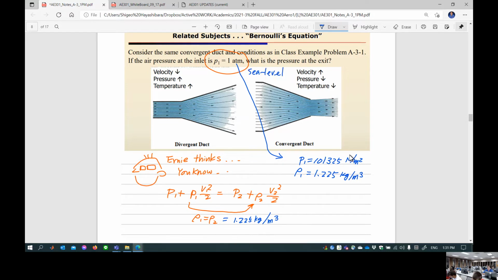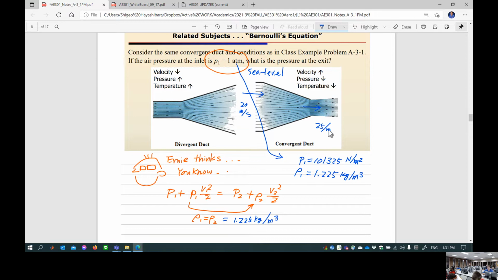Now, if it's standard sea level atmospheric temperature also, you can say speed of sound is 320 meters per second. So if you divide 20 meters per second in, 25 meters per second out.